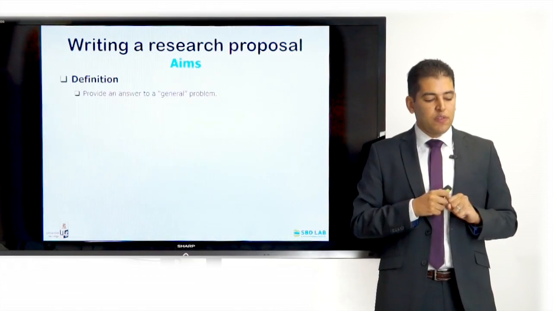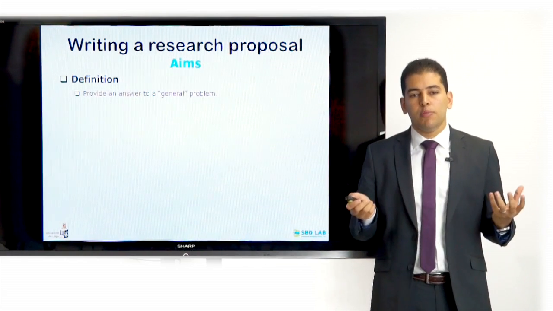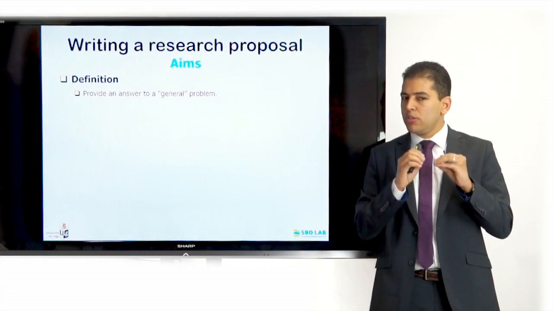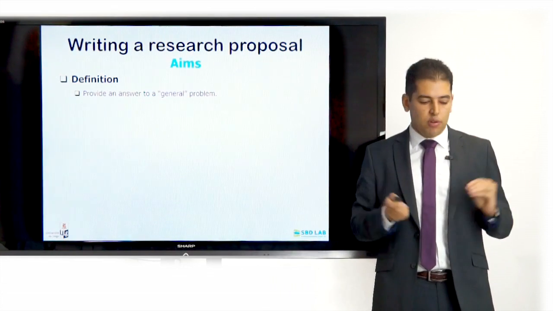Well, what's the definition of an aim? An aim simply provides an answer to a general problem. So far we are not talking about the specific problem. This is the objective. In an aim, I'm talking about the general problem.